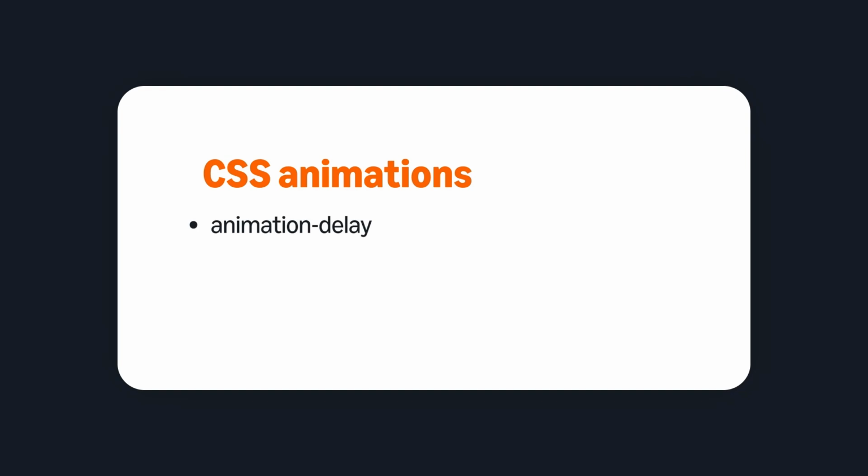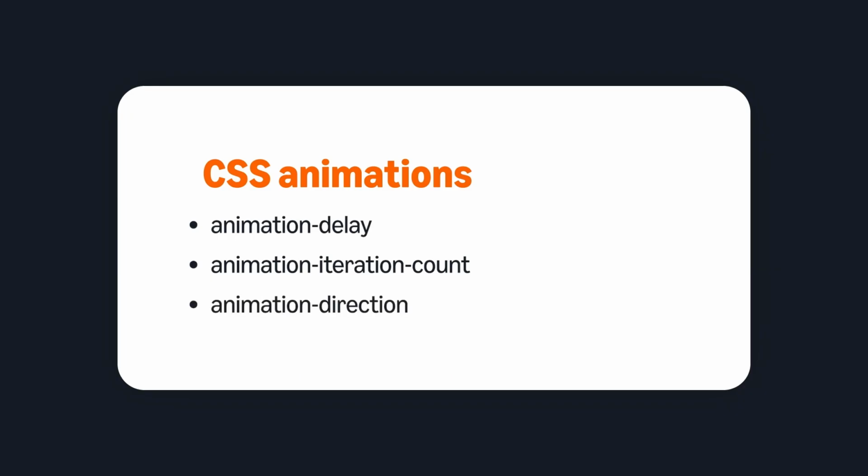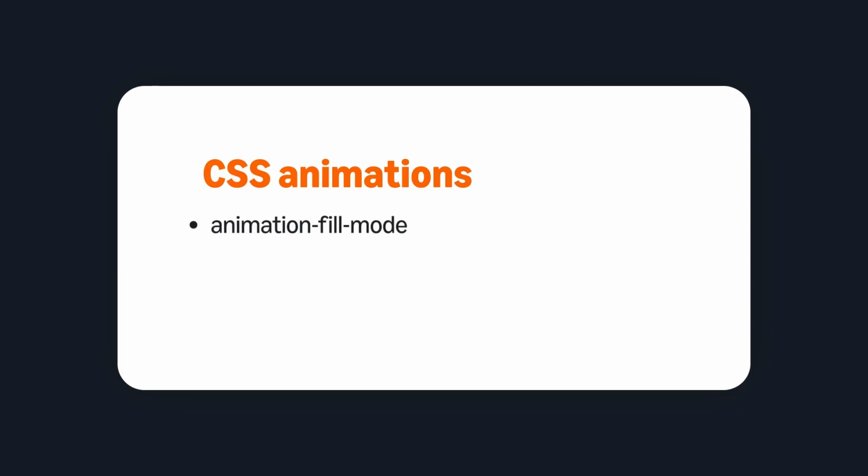Then there's animation delay, which adds a pause before the animation begins. This can be useful when sequencing multiple animations. If the animation needs to repeat, use animation iteration count. You can specify a number or use infinite for continuous looping. For even more control, animation direction determines whether the animation plays forward, backward, or alternates between the two. Animation fill mode specifies how styles are applied before and after the animation runs, while animation play state allows you to pause and resume an animation whenever needed.